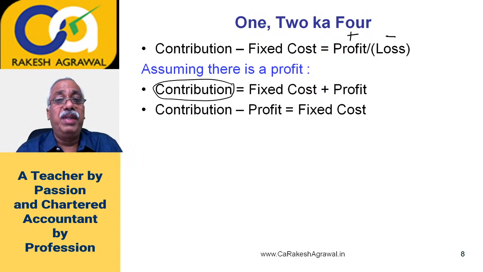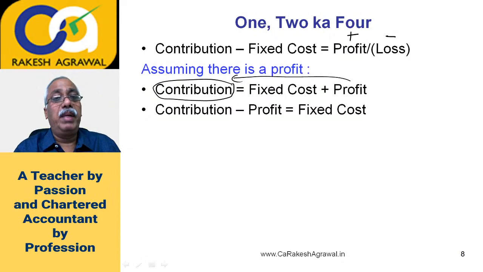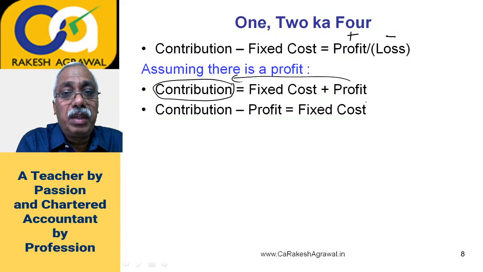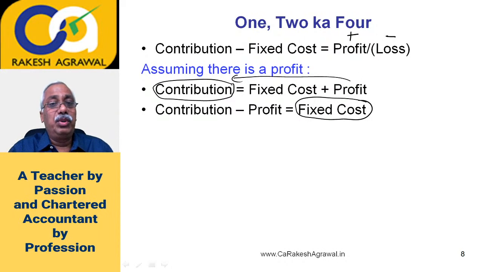Or contribution minus profit is fixed cost. Shift this profit to this side. So contribution minus profit is fixed cost. Sometimes in the question this fixed cost is missing. So it should click to you: contribution minus profit.